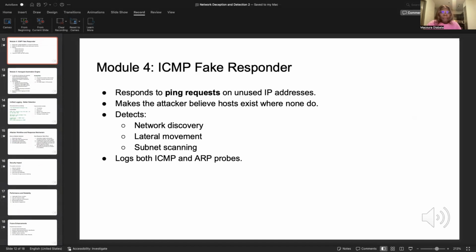Attackers often perform ping sweeps or ARP scans while mapping the network. This module responds to those scans on unused IP addresses to create the appearance of active hosts. These responses allow detection of lateral movement or network discovery performed by an attacker already inside the network. All requests and responses are logged.